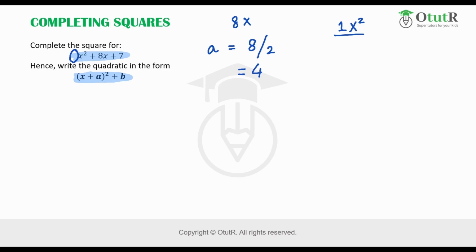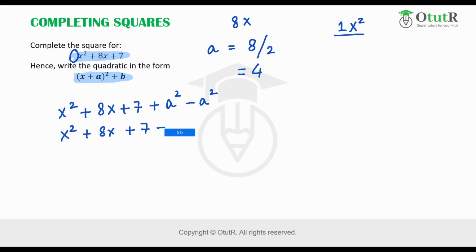After we have solved this part, what we are going to do is we are going to simply write whatever question was given for us. So we are going to write x squared plus 8x plus 7. Then we are going to add a squared and subtract a squared. Okay, we have to do both. So that will become x squared plus 8x plus 7 plus 4 squared minus 4 squared. And that will become x squared plus 8x plus 7 plus 16 minus 16.